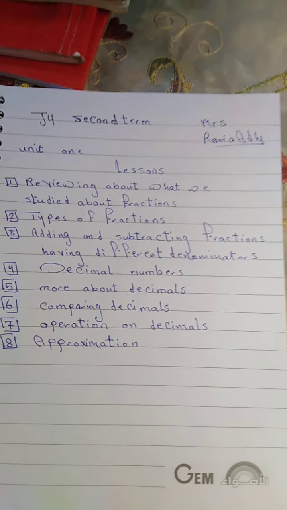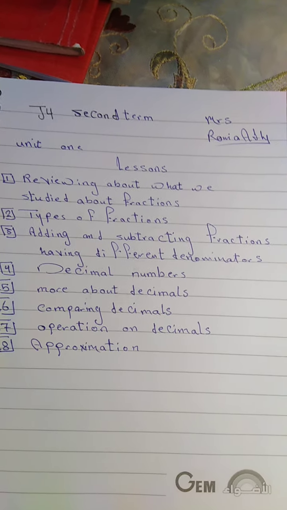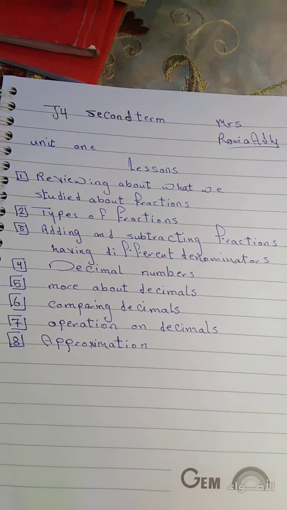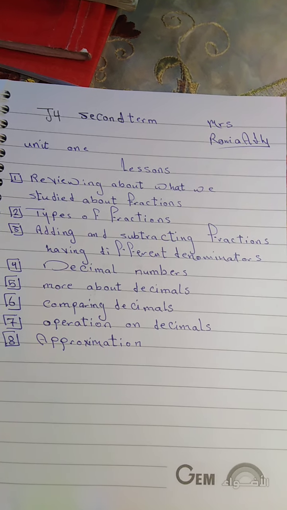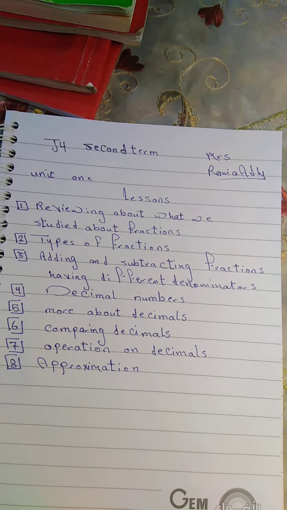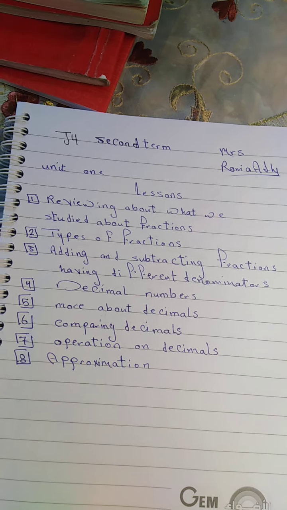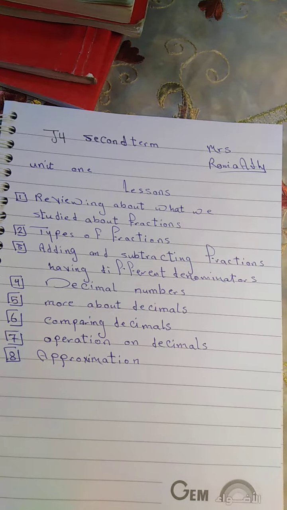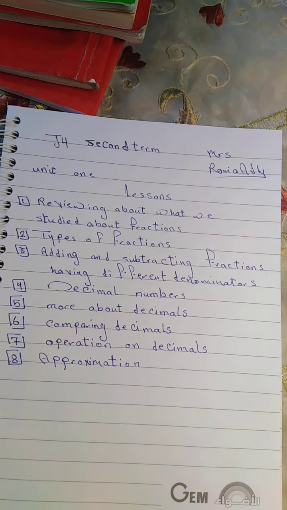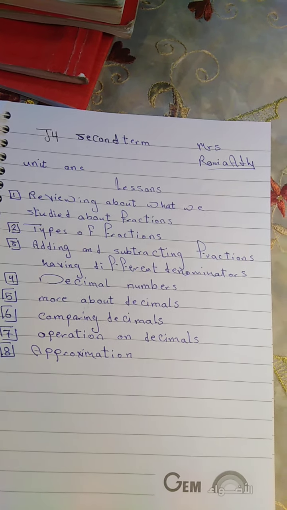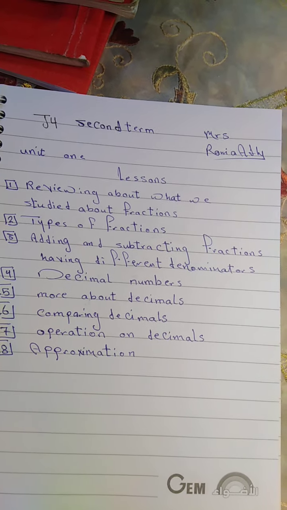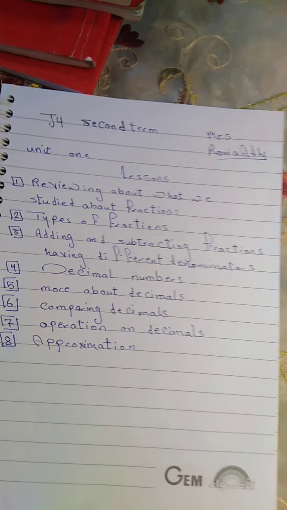The second lesson was about types of fractions: proper, improper, and mixed number. The third lesson was about adding and subtracting fractions having different denominators. After it, we took decimal numbers and decimal places. After it, we learned about decimals. How can we convert a mixed number to a decimal, a fraction to a decimal?